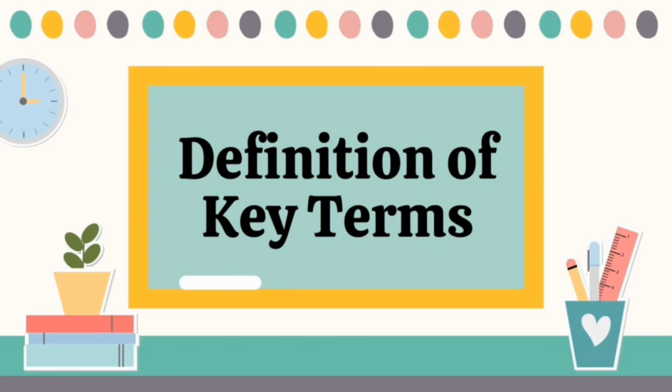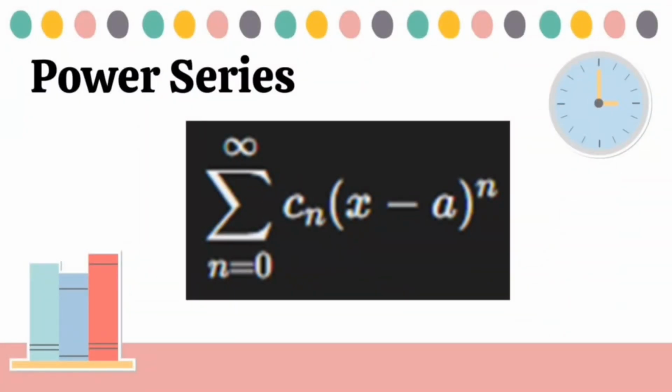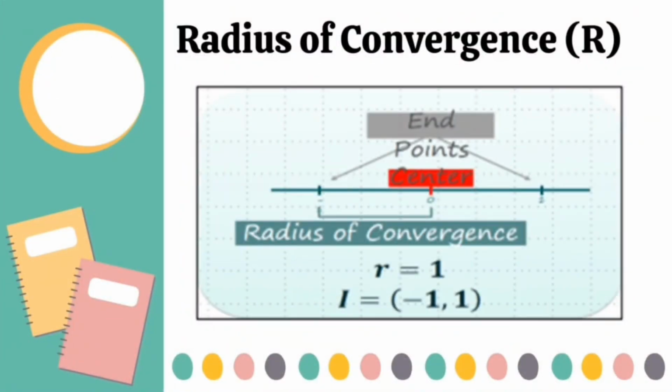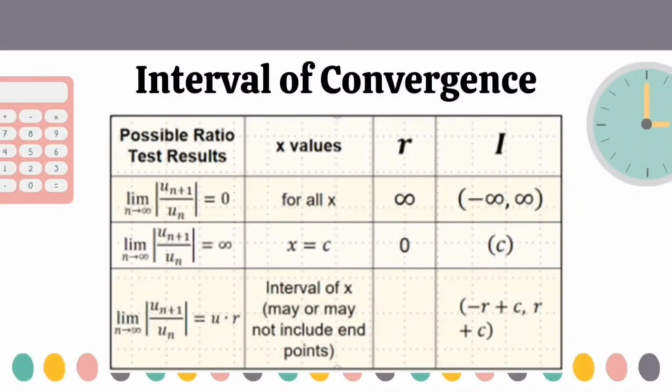So let's get started! First of all, let's define the key terms. Power series: a series of the form summation of c sub n times the quantity of x minus a raised to n, where n goes from 0 to infinity, where c sub n are the coefficients, a is the center, and x is the variable. Radius of convergence: the distance from the center where the series converges. Interval of convergence: the set of x values for which the series converges.